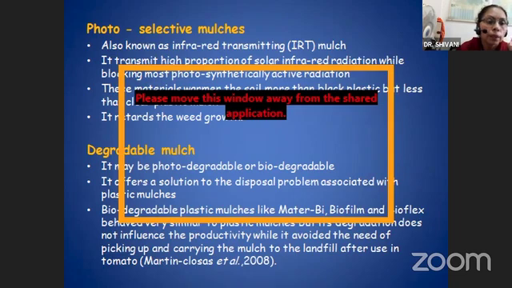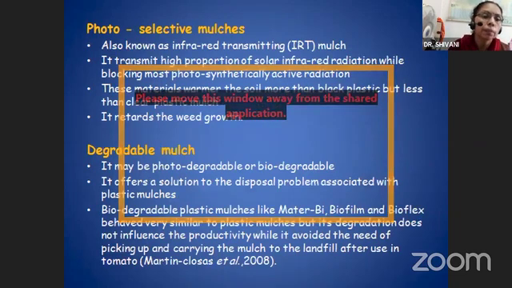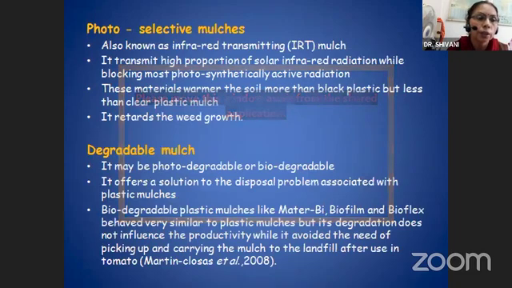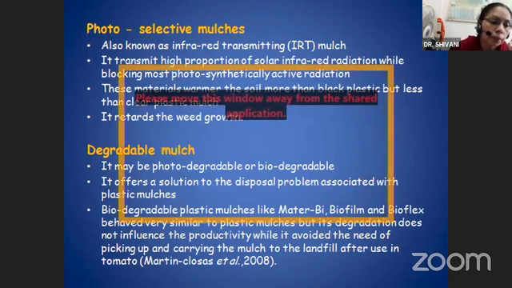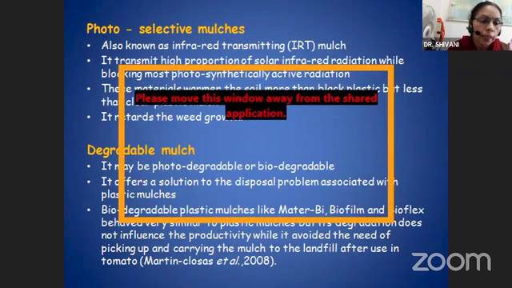So if we use yellow mulch, we can get rid of white flies. Then there are some mulches which are photoselective. They are also known as infrared transmitting mulch. It transmits a high proportion of solar infrared radiation while blocking most photosynthetically active radiation, and it retards weed growth. Then there are degradable mulches, which may be photodegradable or biodegradable, and they offer a solution to the disposal problem, because if we use plastic mulches, there will be a disposal problem.